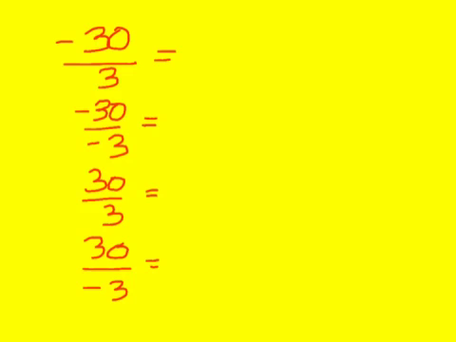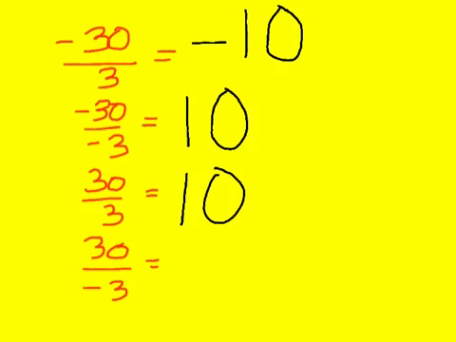Okay. Same rules apply for here. So -30 divided by a +3, that's -10. -30 divided by -3, that's a +10. 30 divided by 3, again, +10. And a +30 divided by a -3 will give us -10.